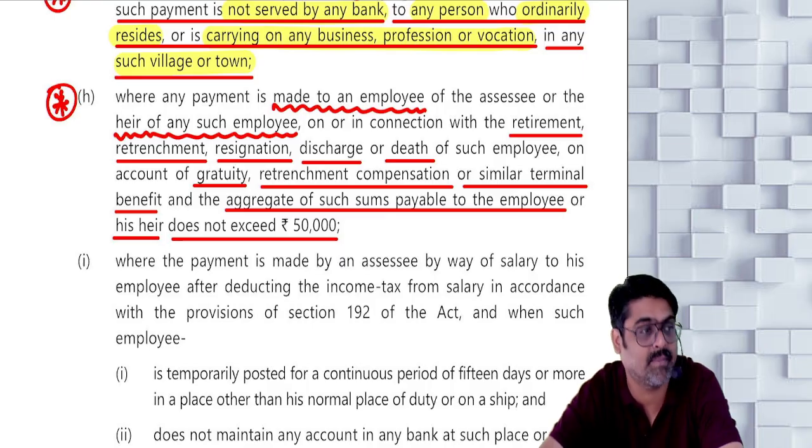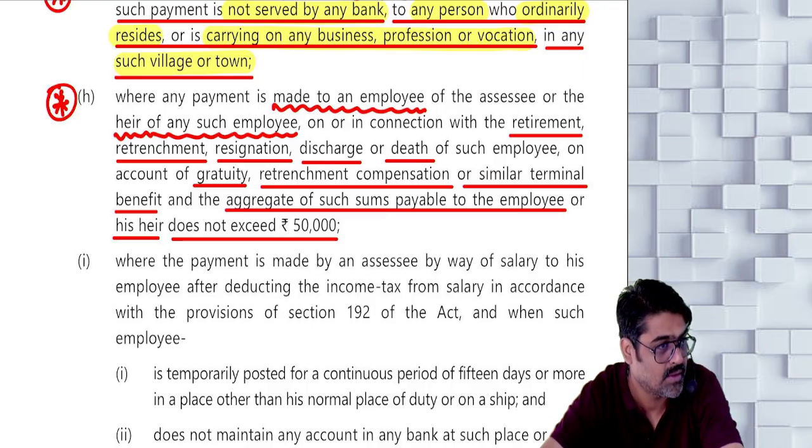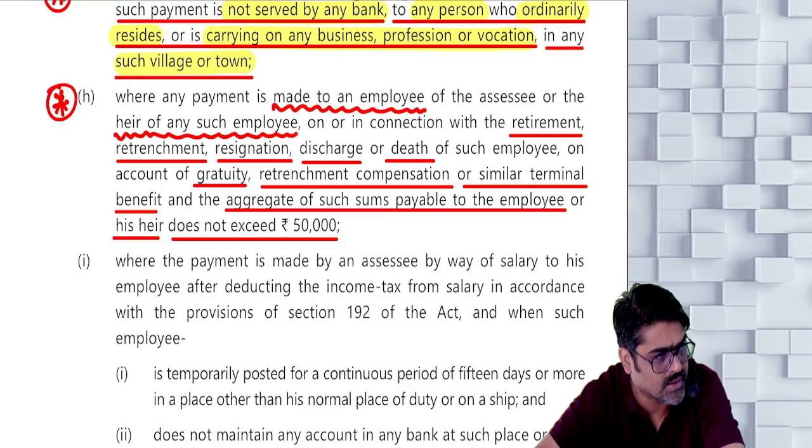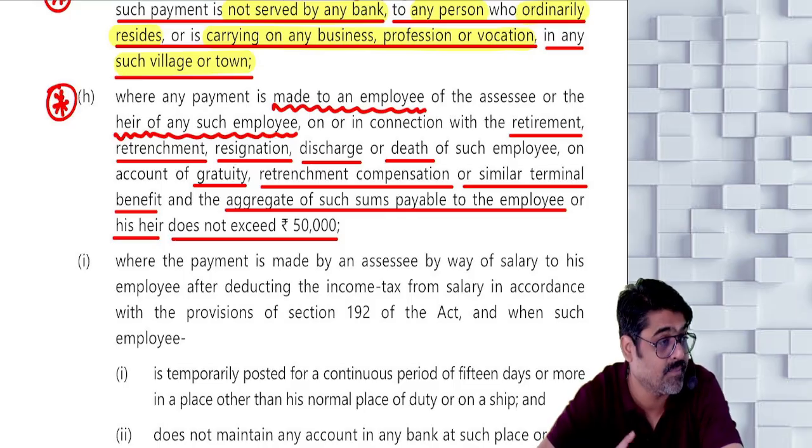So retirement payments to the employee, or on his death to the legal heirs. If the aggregate amount of those retirement payments is 50,000 rupees or less, then you can make the payment by any mode. It will be allowed as a deduction. But if the aggregate of such payment is more than 50,000, then you have to make sure that the payments are made through prescribed modes. Only then it will be allowed as a deduction.